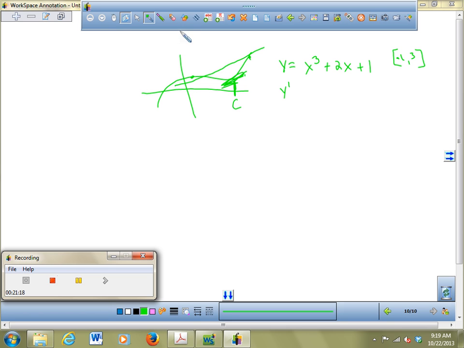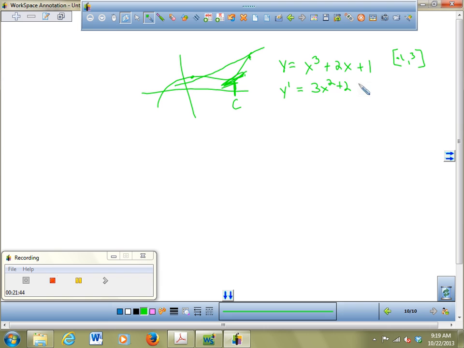Sometimes this is really a rough sketch, but they'll say find the... So here's the equation of some function. I'm just doing a real simple one so we can get through it. Find the point c such that f prime of c is equal to f of b minus f of a over b minus a. The way you do that is by first taking the derivative, 3x squared plus 2.